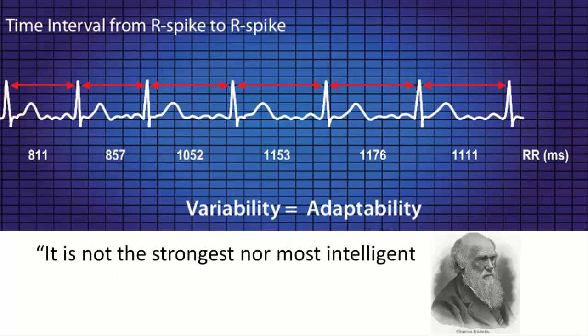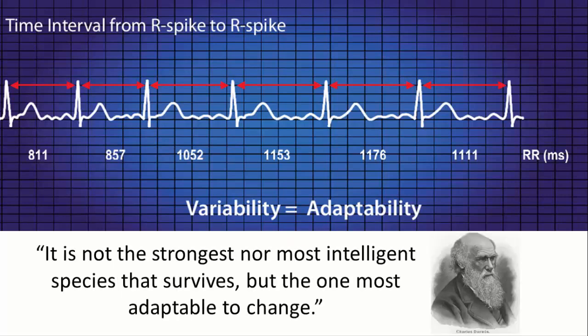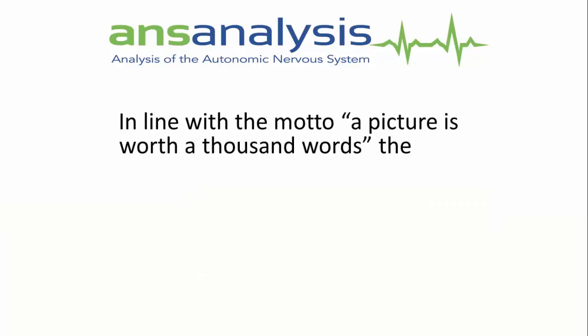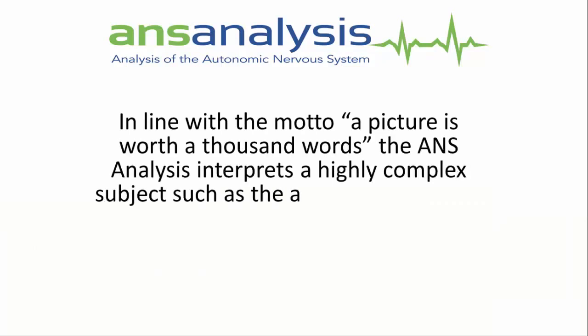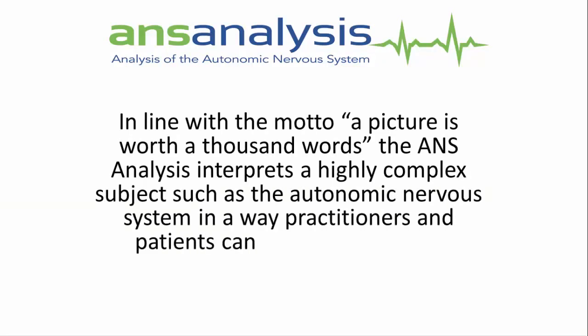As Darwin once said, it is not the strongest or most intelligent species that survives, but the one most adaptable to change. In line with the motto, "A picture is worth 1,000 words," the ANS analysis interprets a highly complex subject such as the autonomic nervous system in a way practitioners and patients can easily understand.